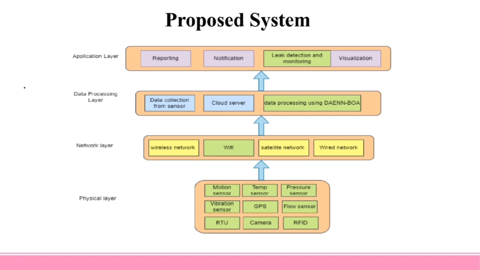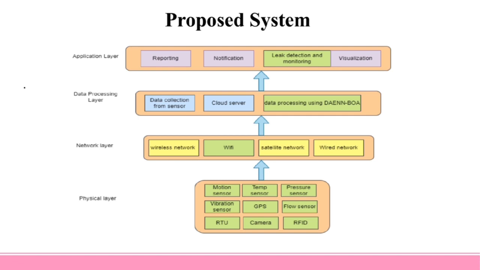The physical layer consists of the sensors, and the network layer consists of networks such as Wi-Fi, and the data processing layer is where the data are collected from sensors and stored in the cloud. And the application layer is the notification of signals and so on.